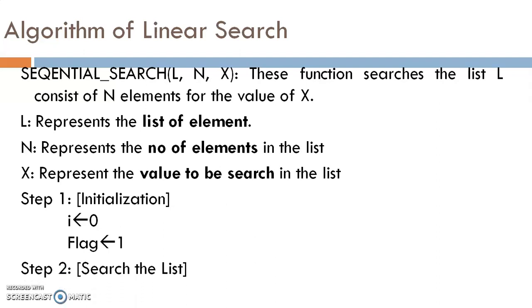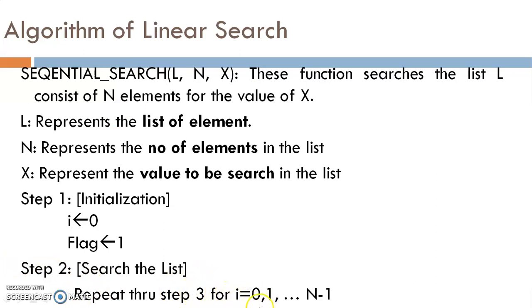Now in the second step, we start our searching process. We have to compare each and every element of the list. So we have to go through all the elements. So here I write: repeat through step number 3, which means the comparison step.